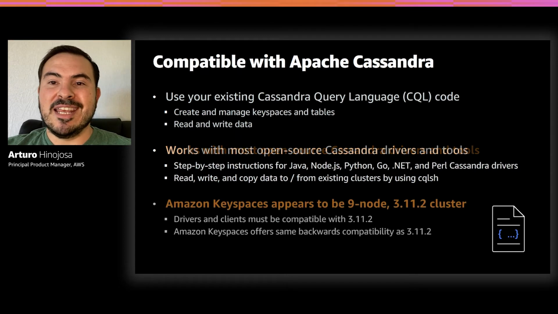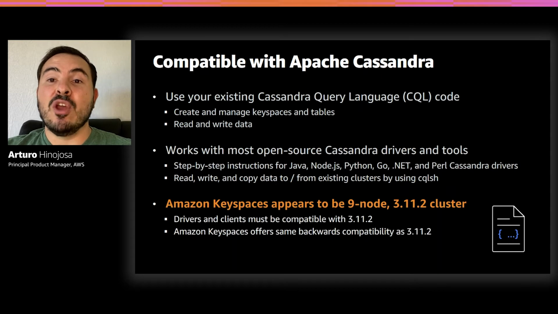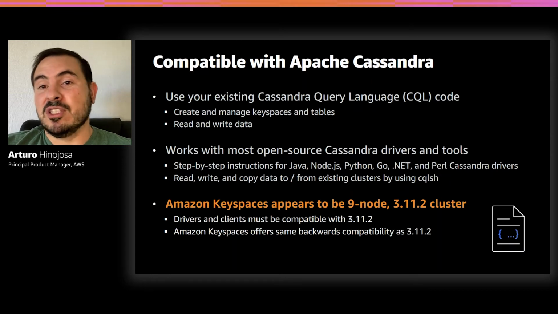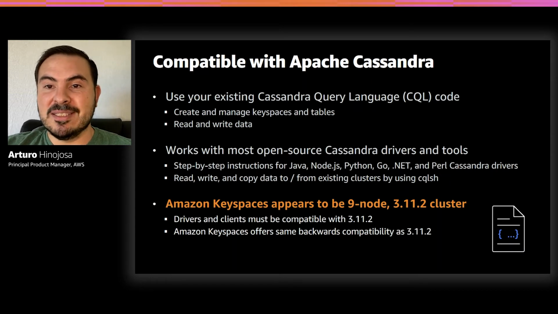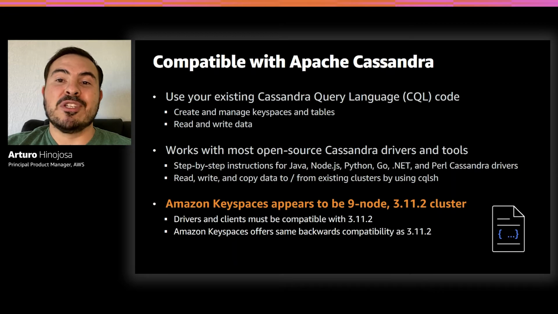To your clients, Keyspaces looks like a 9-node 3.11.2 Apache Cassandra cluster. It's basically indistinguishable. That means your drivers just have to support Cassandra 3.11.2 and they'll work with Keyspaces. It also means Keyspaces is backwards compatible in the same way that Cassandra 3.11.2 is.